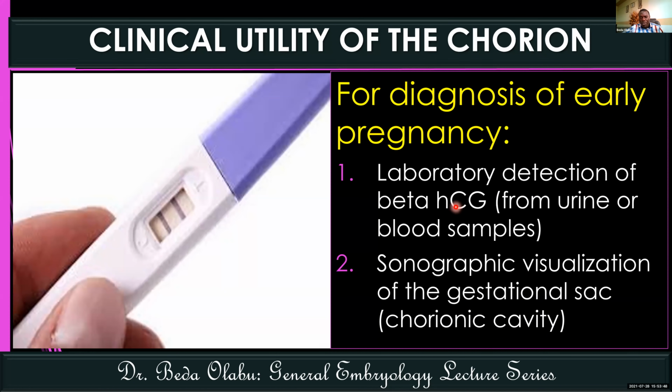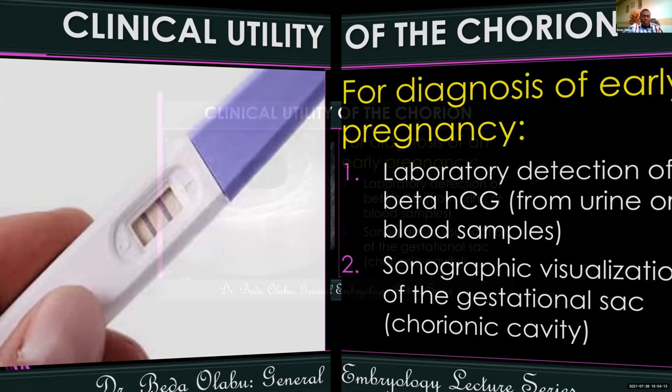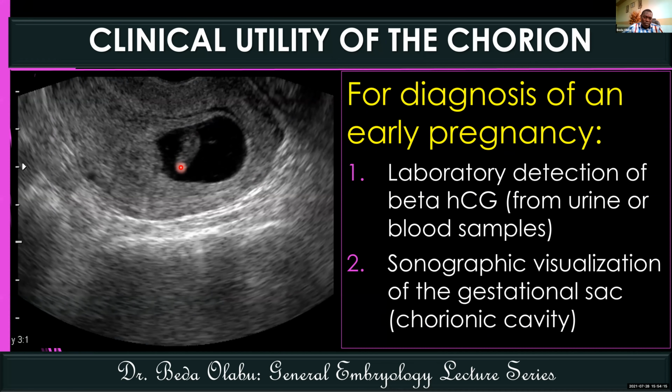But also, we can just visualize the chorionic cavity using ultrasound. Visualization of the chorionic cavity using ultrasound is also a diagnostic marker of early pregnancy. So again, you realize we're relying on the chorion. The chorionic cavity is what is called the gestational sac. So in this image, we see this is the gestational sac. This is the chorionic plate, basically. And this is what we call the fetal pole, which means the baby.